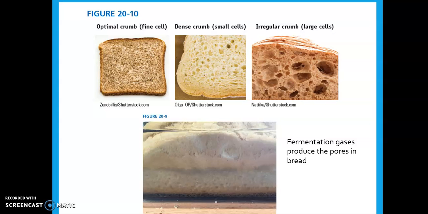Okay, and we're back and looking at bread. So you might have already gotten a chance to watch my crumb video on some different breads, but here are the different types of crumb structures you might see in bread.